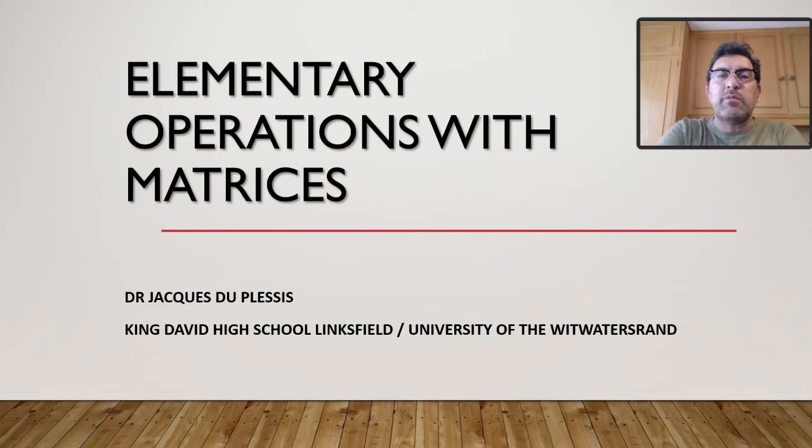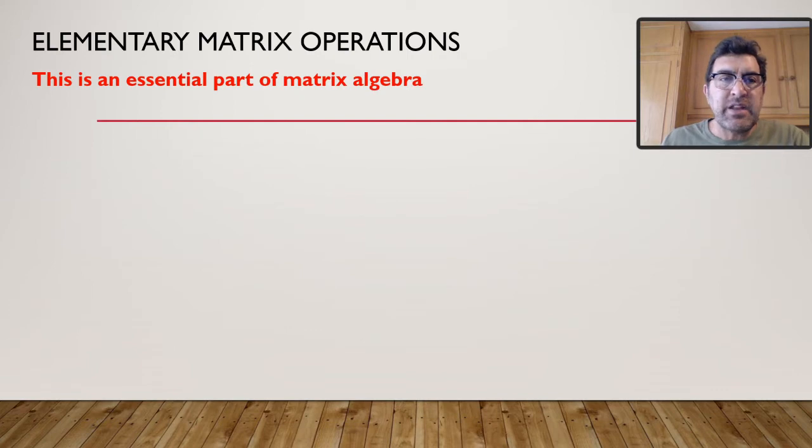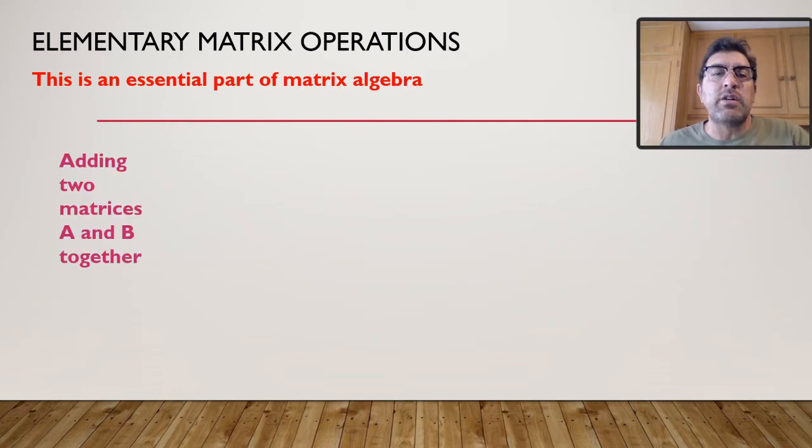Okay, in this video we're going to look at elementary operations that one can perform with matrices. It's quite exciting, and it's very important that you know what to do when you add, subtract, or multiply matrices. So the first thing we're going to look at is what do we do if we add two matrices A and B?